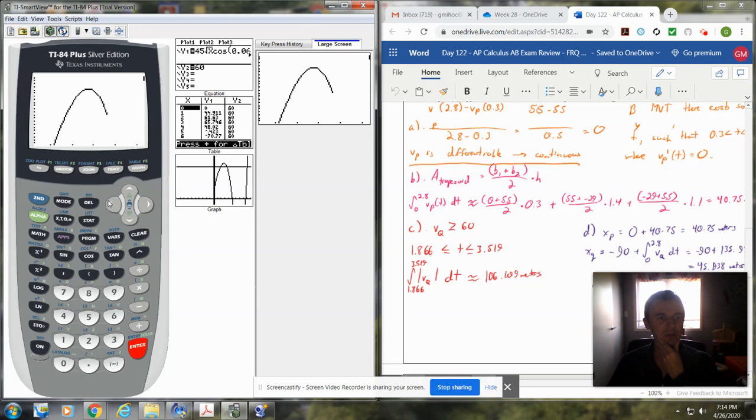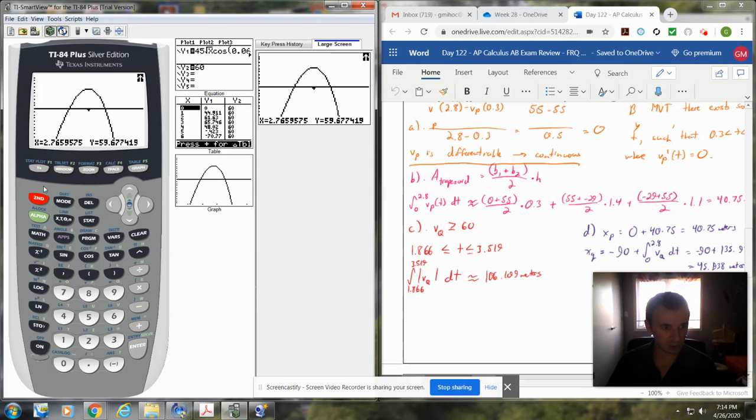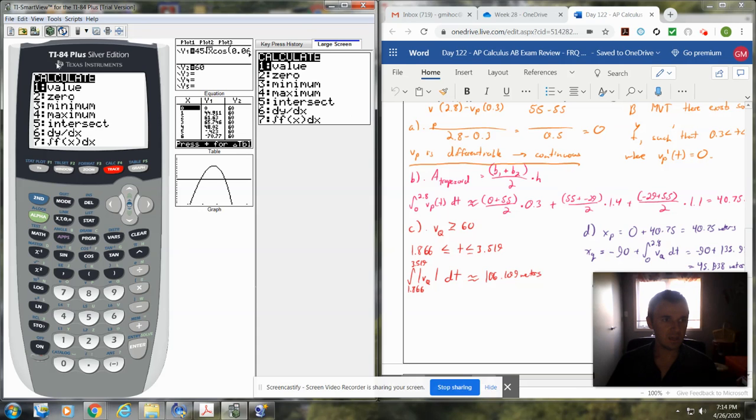Now we're going to be using another function in a second to find exactly what those intersection points are, which, as we can see, ended up being 1.866 and 3.519. So what you want to do now is press second, then the trace button, and you're going to get this screen. You're going to see the fifth option, intersect, so you can scroll down there, or you can just press the number 5.